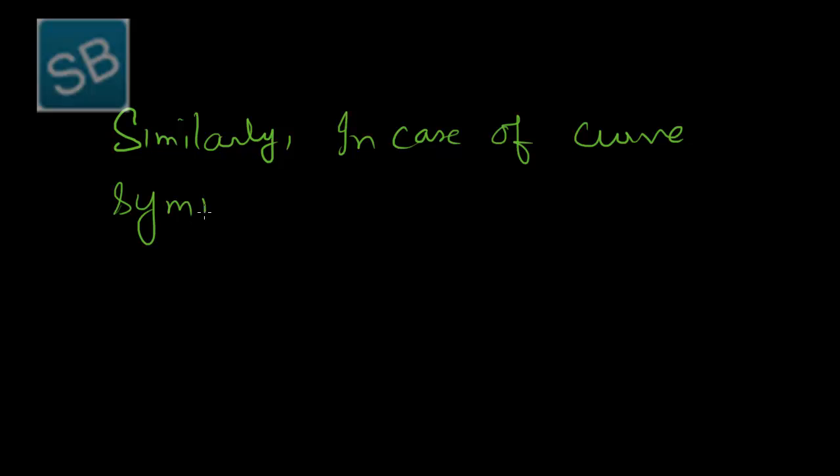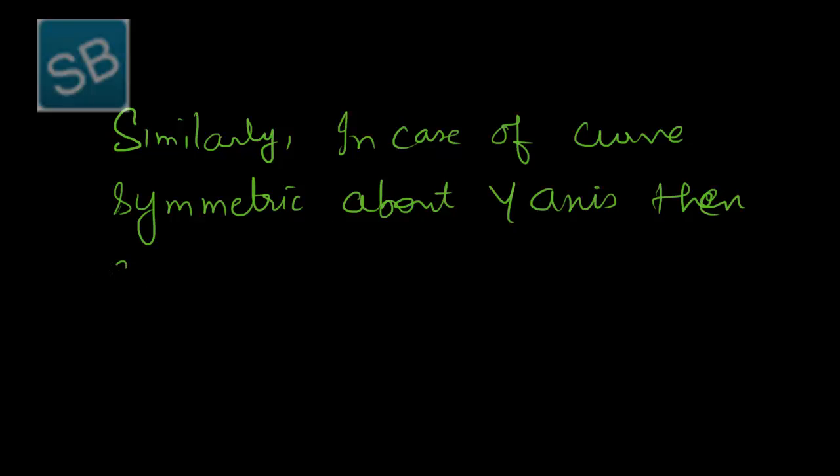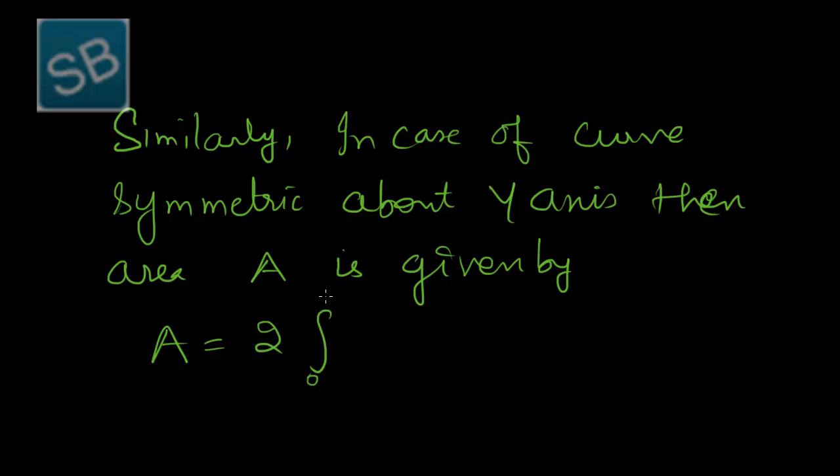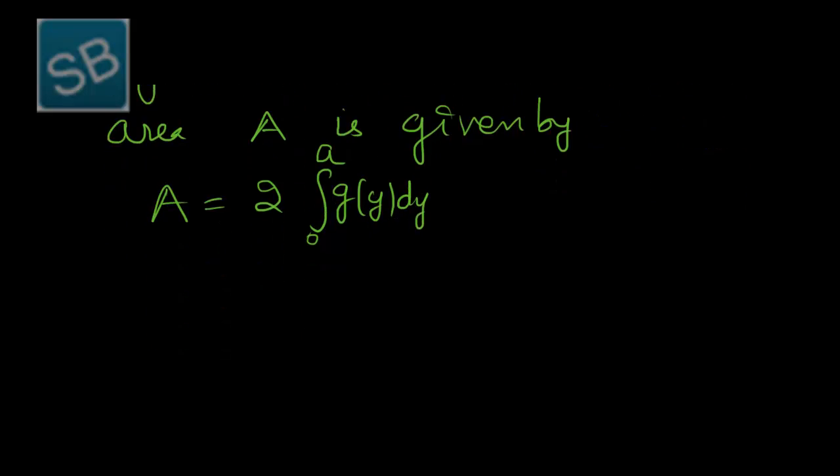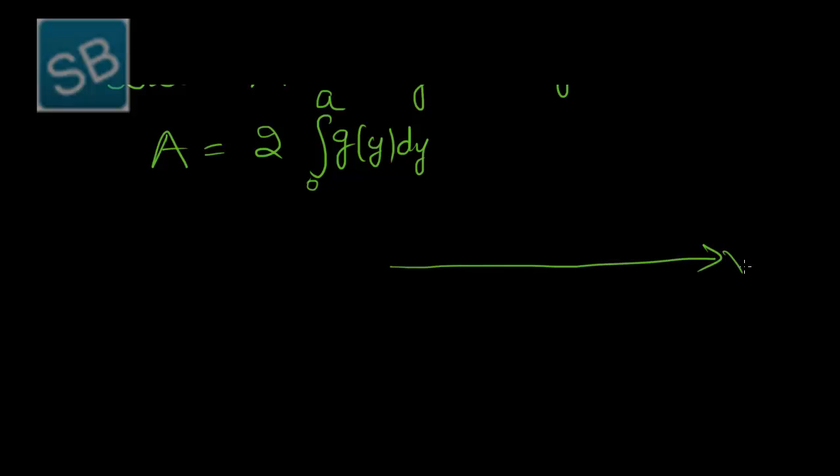Similarly, in case of a curve symmetric about the y-axis, then the area A is given by A is equal to 2 times the integral from 0 to a of g of y dy, where we have this is the x-axis and this is the y-axis, and the curve is just like that.